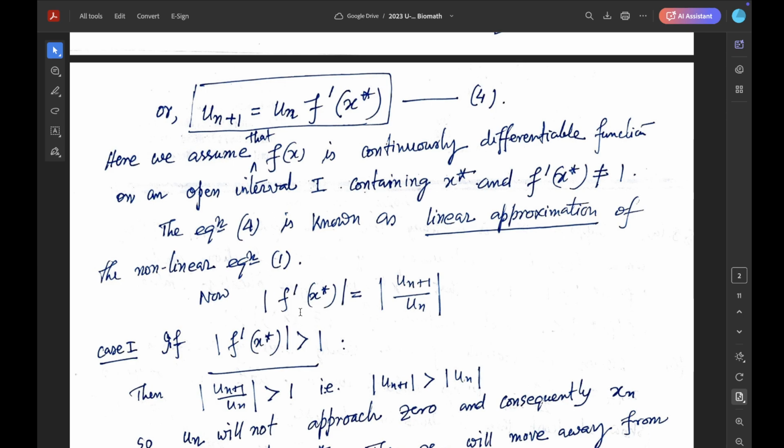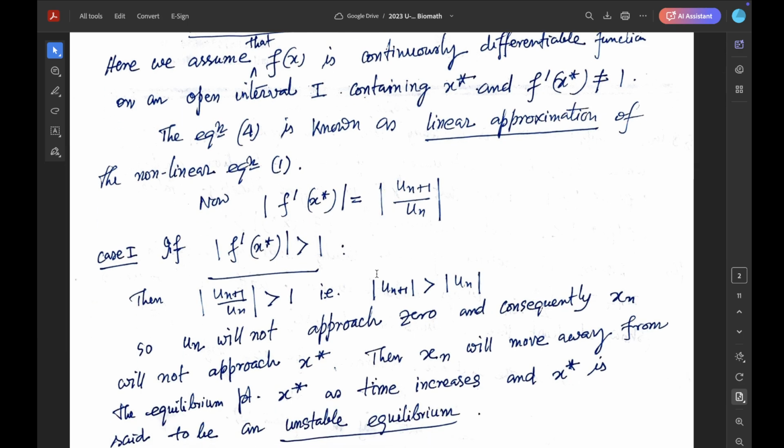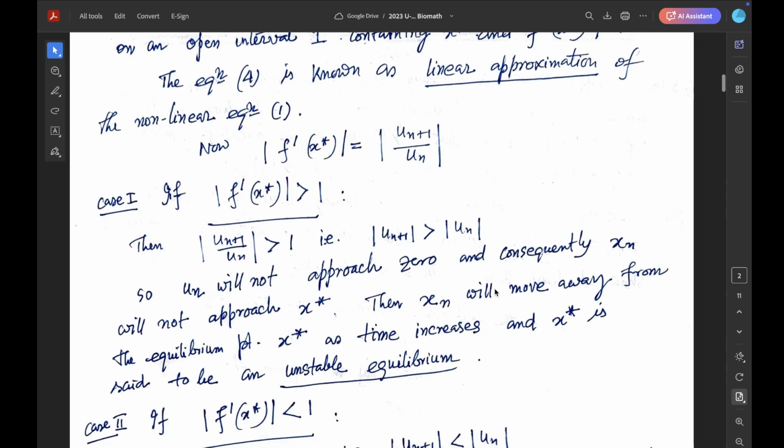Now |f'(x star)| = |u_{n+1}/u_n| from 4. Case 1, when |f'(x star)| is greater than 1, then obviously |u_{n+1}/u_n| is greater than 1, that is |u_{n+1}| is greater than |u_n|. So u_n will not approach 0 and consequently x_n will not approach x star, because |u_{n+1}| is the greater value. Then x_n will move away from the equilibrium point x star as time increases.